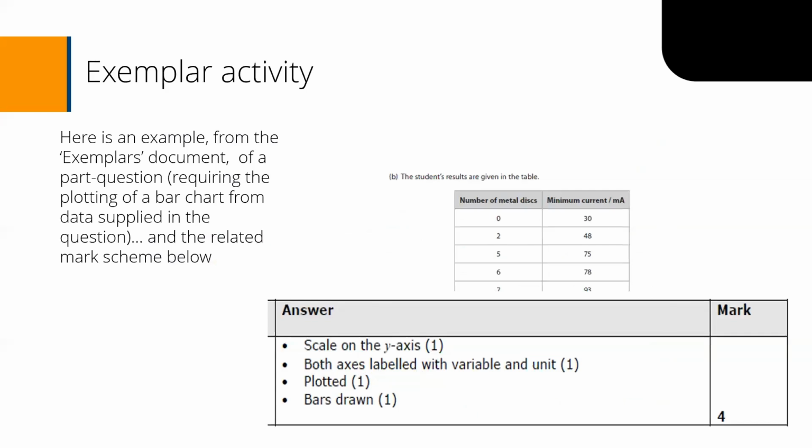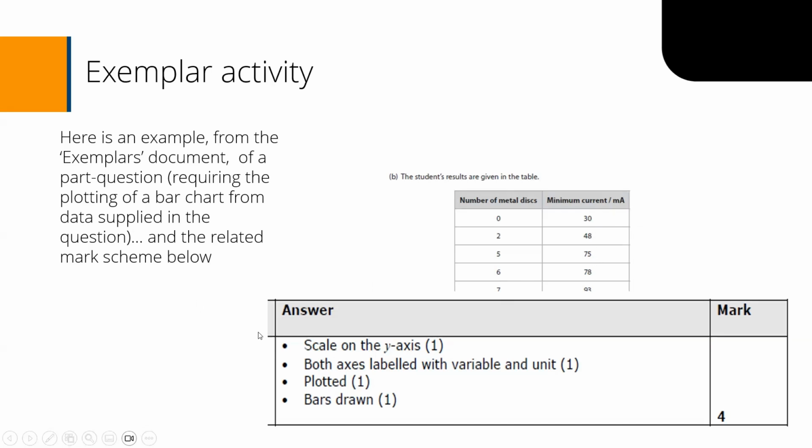Here's an example. It's an extract from one of the exemplar materials. I'd invite you to look at the part question that I've shown here and the answer mark scheme at the foot of the slide. Okay, so here's one from the exemplars document. It's a part question requiring the plotting of a bar chart from data which is supplied in the question and the mark scheme below. So you can see the part question, the student's results are given in the table. So the table shows number of metal discs and minimum current.